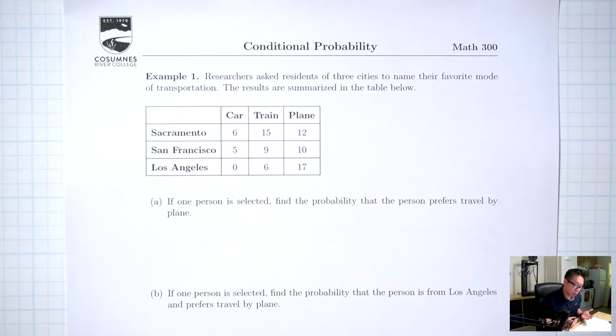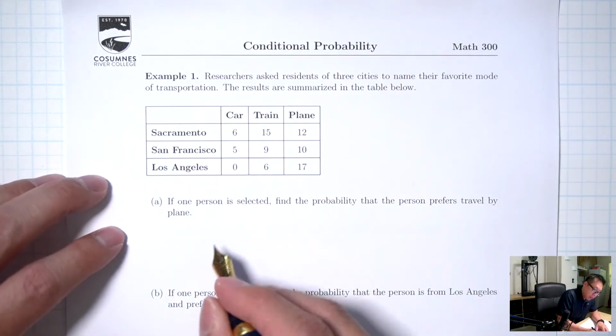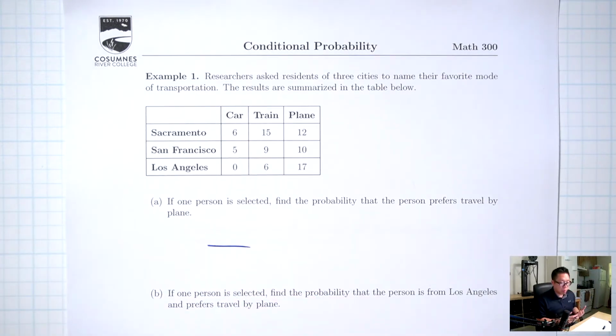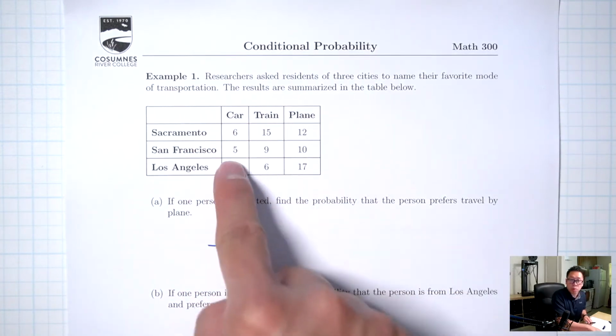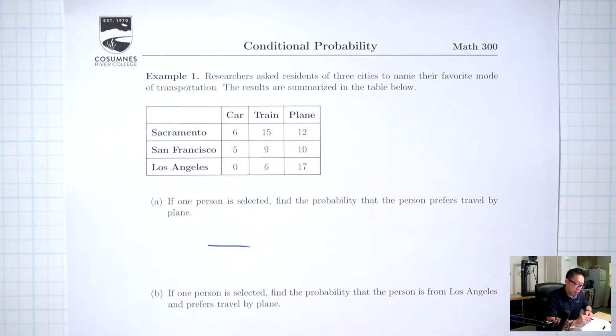Part A, if one person is selected, find a probability that the person prefers travel by plane. Probability is going to be a fraction. We're talking about picking people here. So for the bottom, how many different people could I pick? That's really just asking for how many people are there total. So let's add up these numbers.